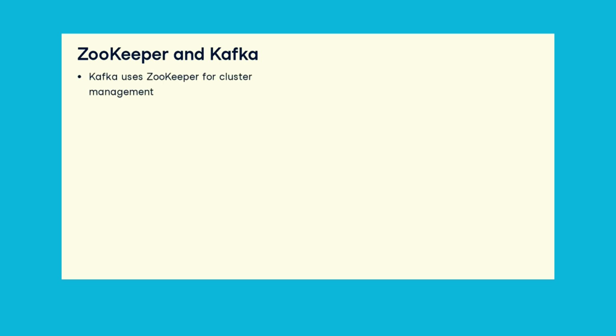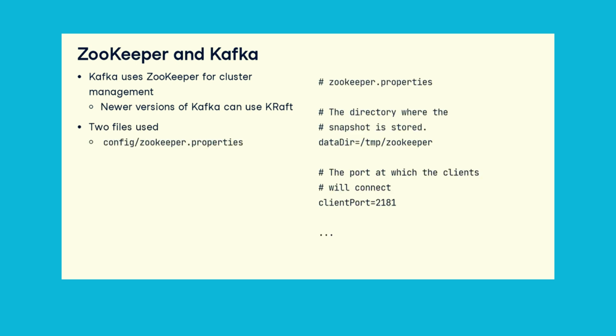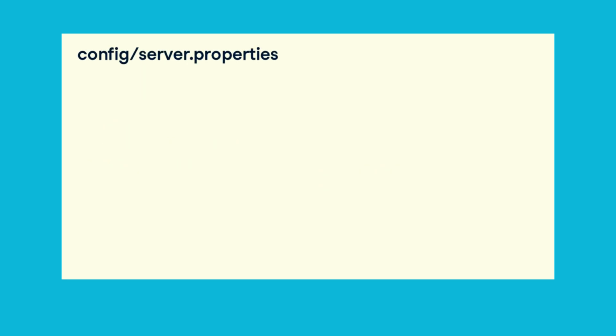Kafka primarily uses ZooKeeper for its cluster management. There is a newer cluster management tool available called KRaft, but we're not going to cover it in this course. Kafka uses two primary configuration files for server cluster setup, the config/zookeeper.properties and config/server.properties files. You can see a portion of a zookeeper.properties file to the right. The zookeeper.properties file handles information needed for a basic ZooKeeper setup, including where to store ZooKeeper data and what network port to run on.